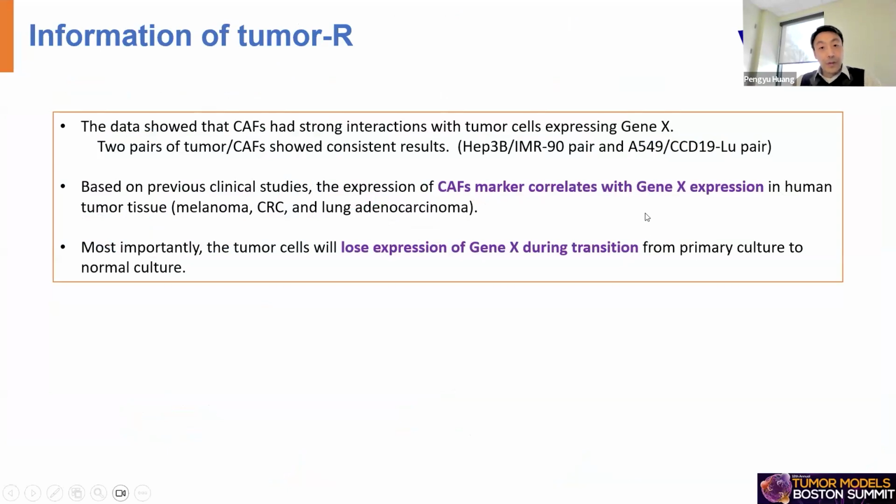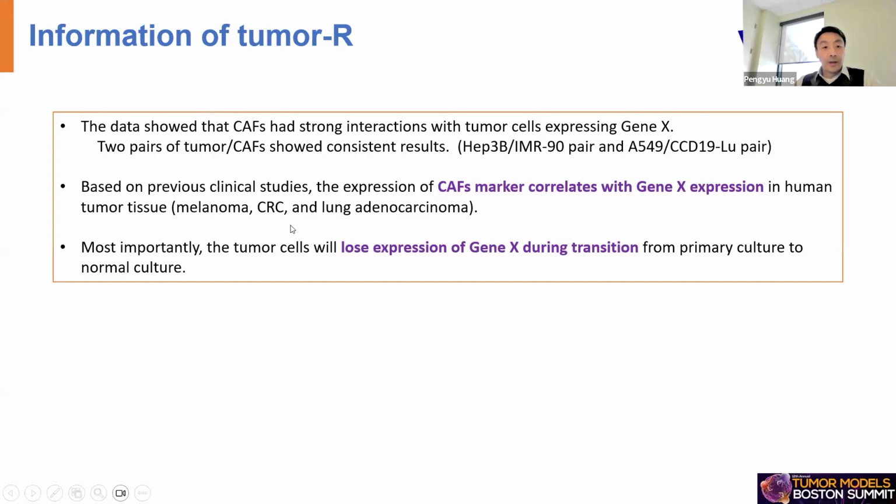Actually, we just expressed some gene in the tumor that makes it tumor R. This is not a unique phenomenon. In two other cell pairs, we have consistent results: the Hep3B, IMR90 pair, and also the A549 and CCD19 pair. If we give the tumor gene X, which makes it the resistant tumor, they will make clusters. They will resist CAR-T killing.